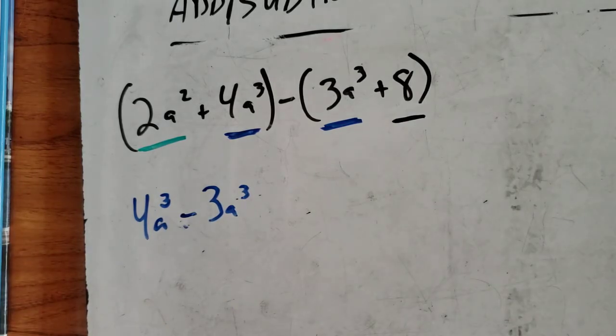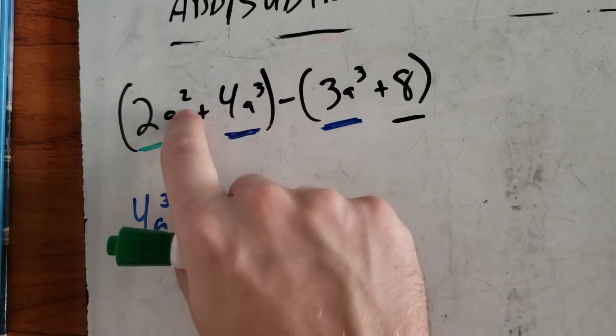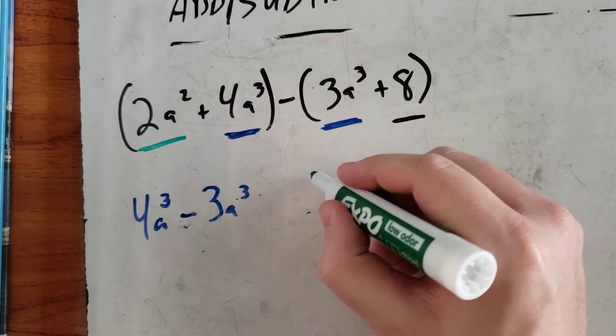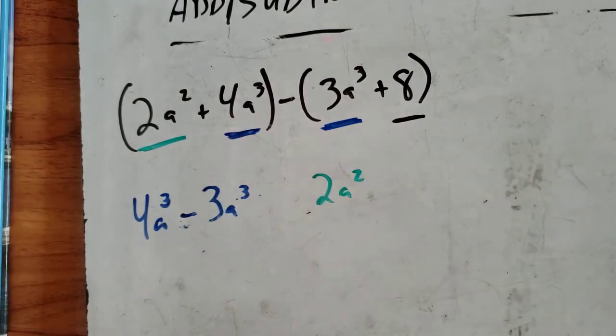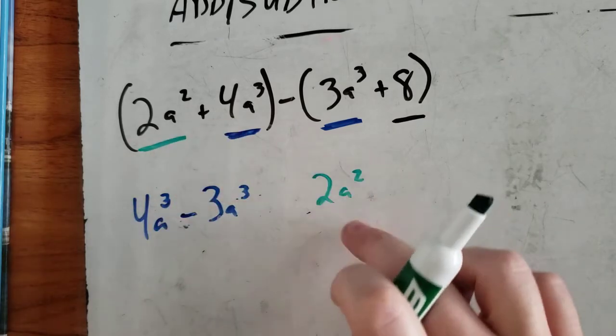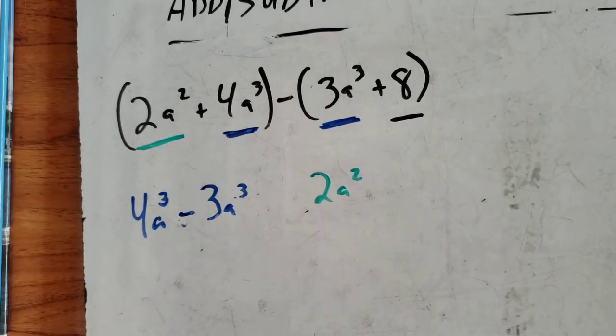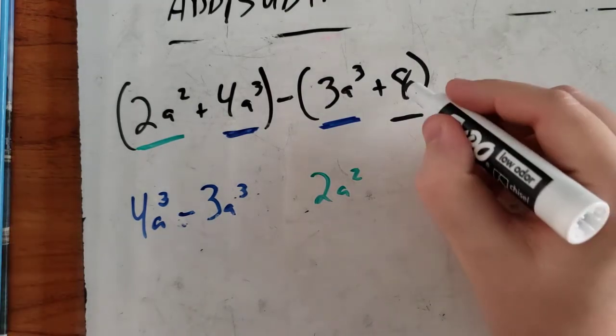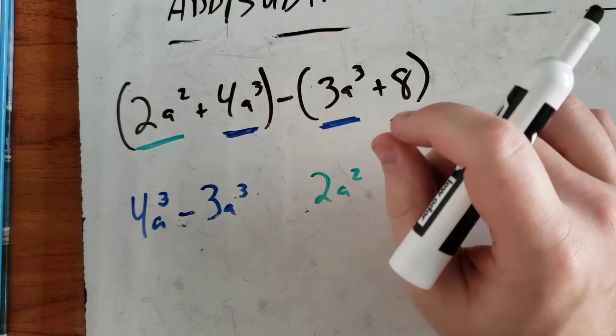Now what's our next highest exponent? It's 2. Okay. So we write this term here, 2a squared. Now because there's no other a squared, it's just going to stay by itself. We're just going to leave it alone. It stays by itself. And then our last number here is 8.